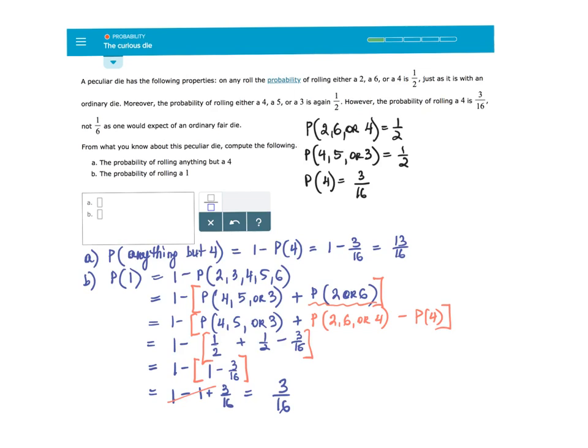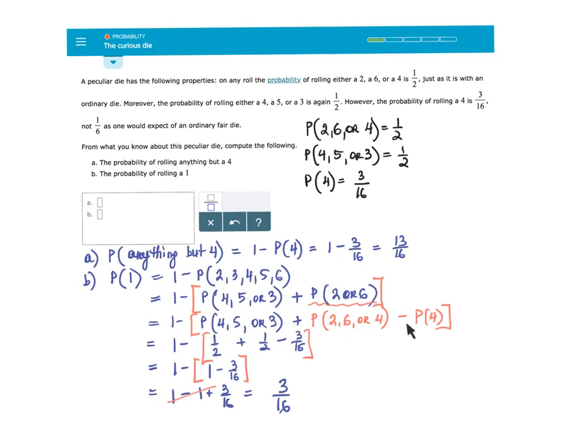Again, approach this using complements: 1 minus the probability of the complement. The complement of getting 1 is getting 2, 3, 4, 5, or 6. So 1 minus the probability of getting 2, 3, 4, 5, or 6. We don't have this full probability described to us, but we have some useful pieces we can use. So here's what I'm going to do. Pay close attention to this minus. Whatever I'm going to do to this probability to expand it, that minus in front of this probability will impact everybody inside of that expanded expression.